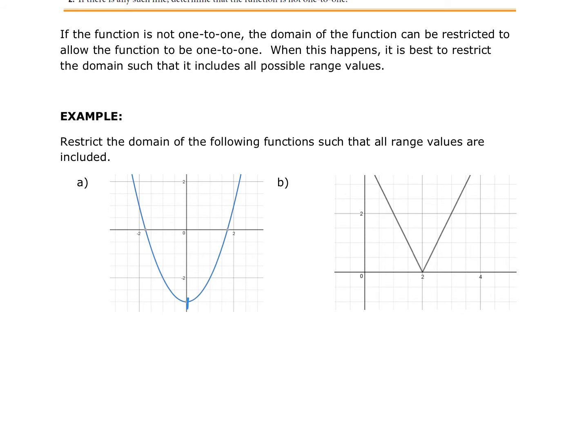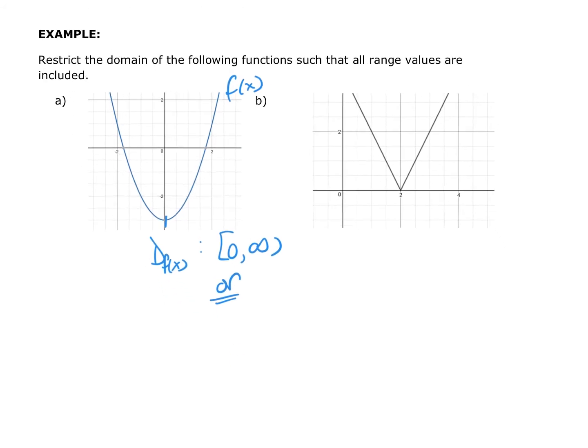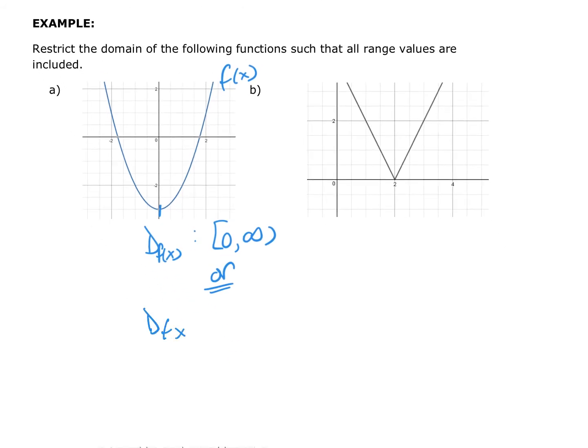So the domain I'm going to restrict this to, so suppose this is f of x. My domain of f of x, I'm going to restrict it so that I start at 0 and go to infinity. Or I can have my domain of f of x to ensure it's one-to-one to go from -infinity to 0. And that is a terrible infinity. That is a negative infinity. That's terrible. So one or the other, but not both.